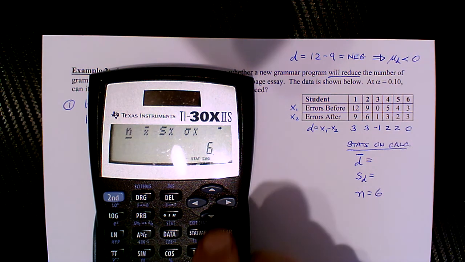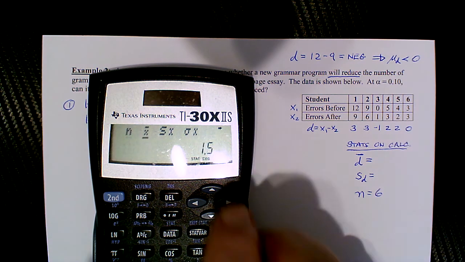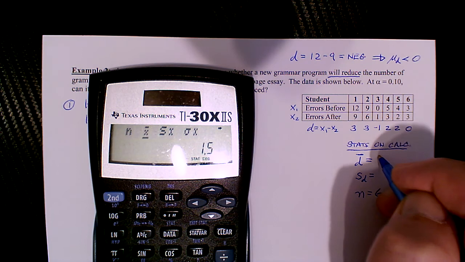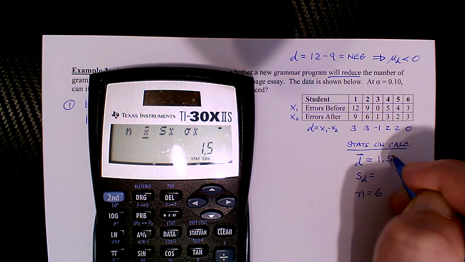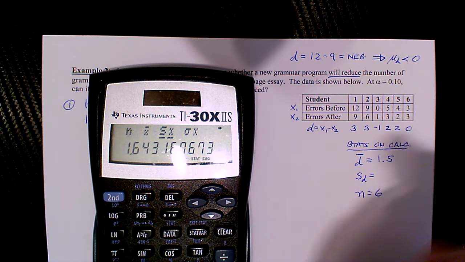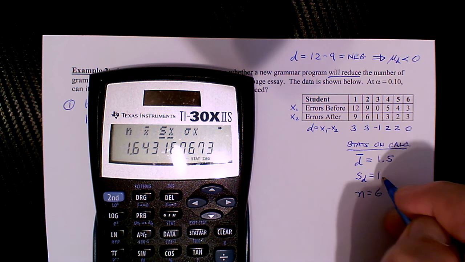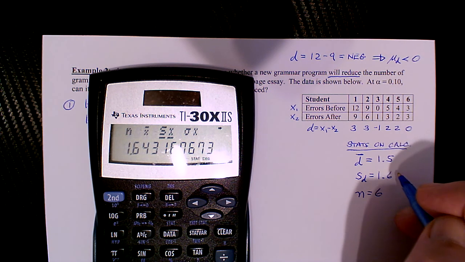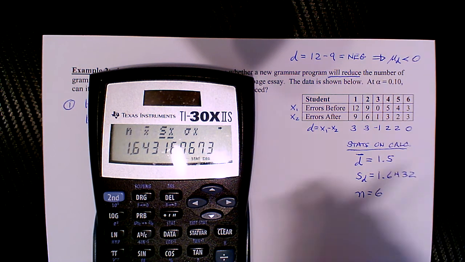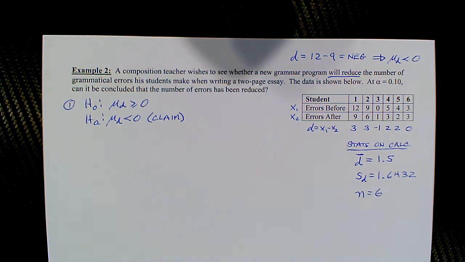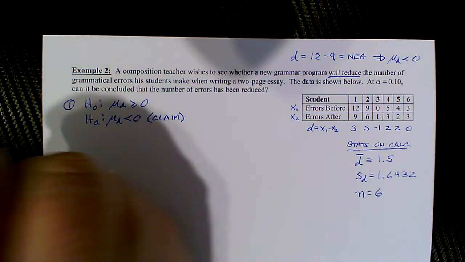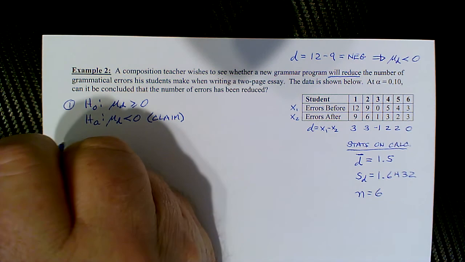Now let's toggle over for D bar. It's really X bar, right? 1.5. And S sub D, really S sub X, 1.6432. I'm going to use a bunch of decimals here. Okay, so once we have that, we're ready to go.